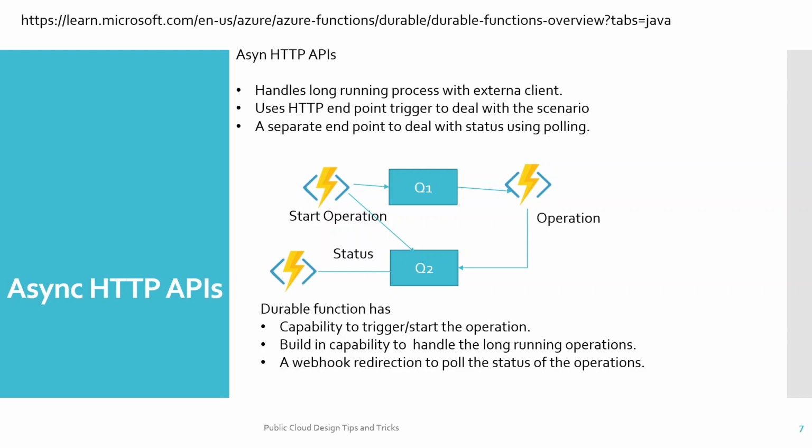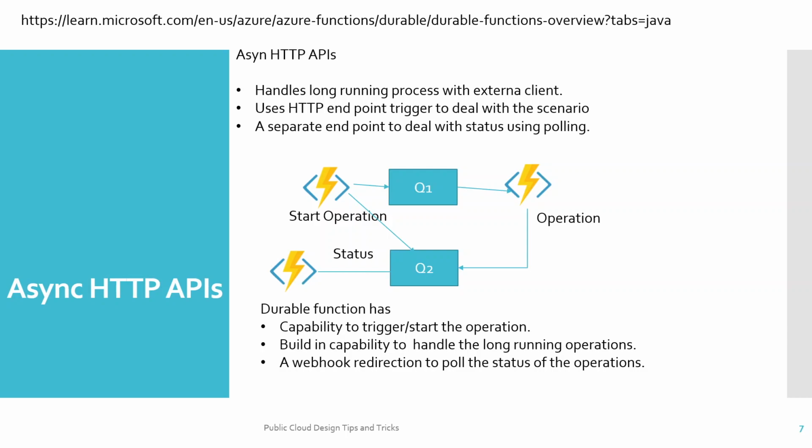If you see in this example, there is a function which always triggers the operations. Then there is a queue, q1, a message comes to q1, and based on that message an endpoint gets triggered, which is the second operation function. So it takes the message and triggers the endpoint function.